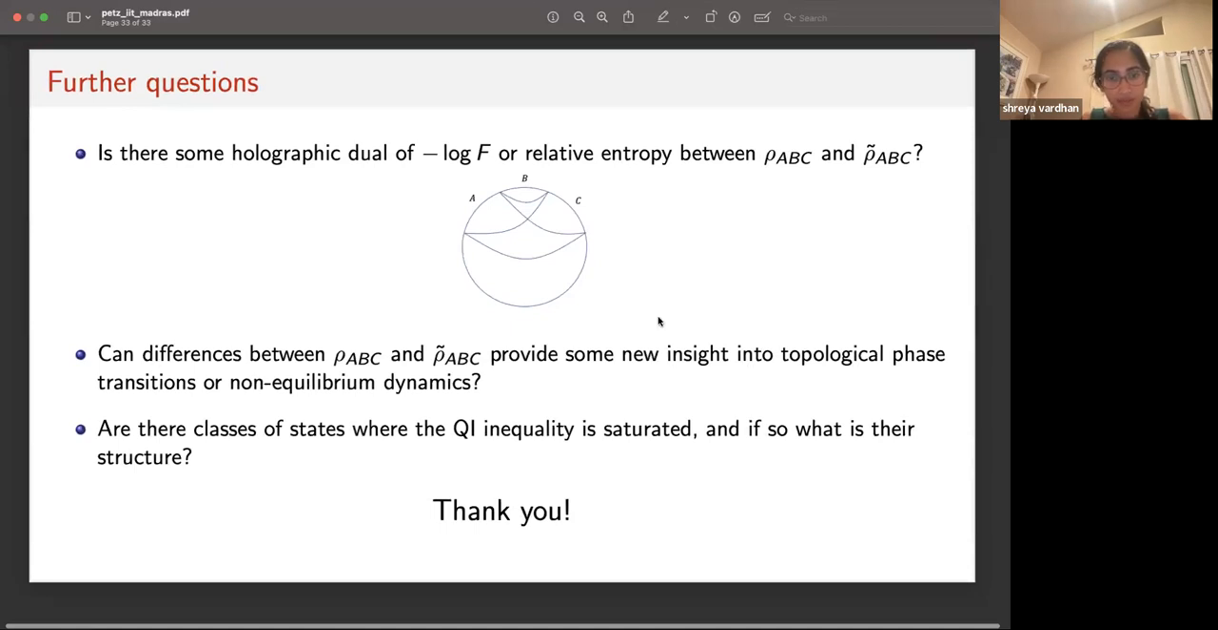And we can also ask whether the differences between these states can provide some new insight into other kinds of states which have long-range entanglement, such as topological phases, or the kinds of states that we get from non-equilibrium dynamics. And more generally, in all the cases that we saw here, the inequality between the conditional mutual information and the fidelity was not saturated. So is there some general statement that can be made about classes of states where it is saturated, and do they have some interesting structure? Yeah, so thank you.